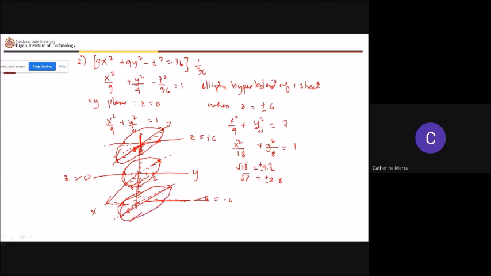Then for your sketch, you just curve it. So this is now your elliptic hyperboloid of one sheet. Can you picture it out?